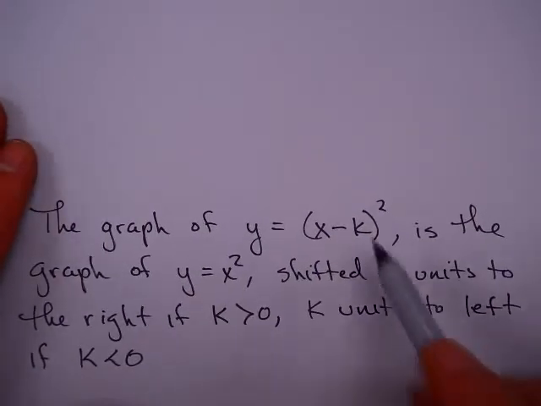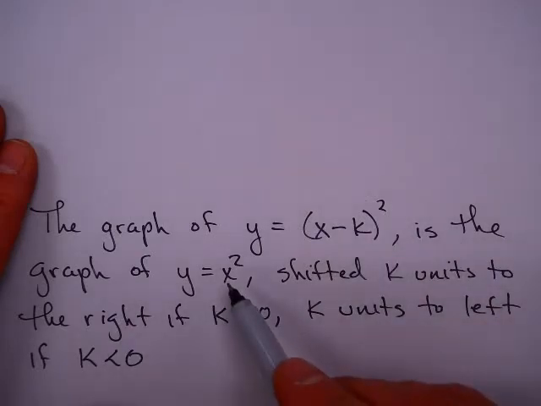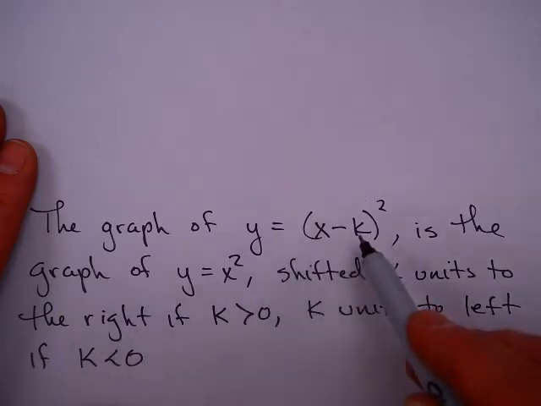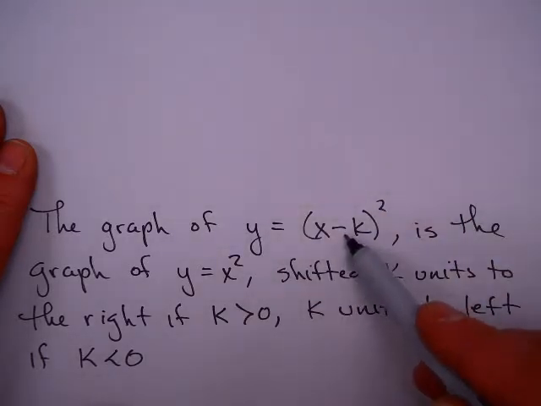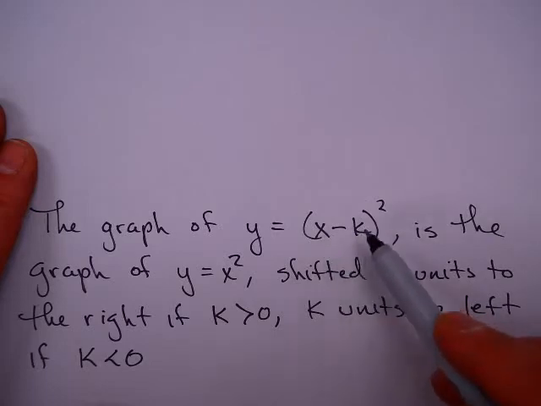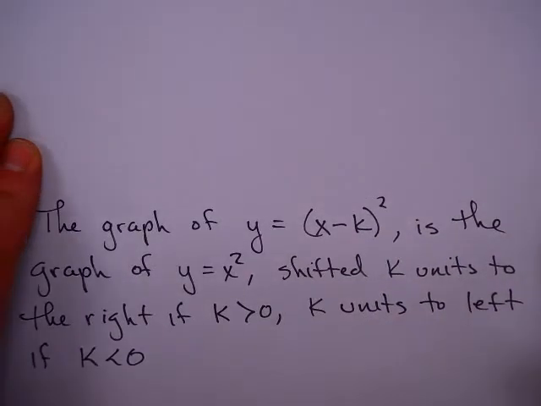So we can summarize this with the following statement. The graph of y equals x minus k quantity squared is the graph of y equals x squared shifted k units to the right if this number is positive, like it was in x minus 2, x minus 1, and x minus 4 quantity squared above. It's shifted k units to the left if k is negative. Now, if k is negative, you would get something like x minus negative 2, which ends up being x plus 2. So that's a shift to the left k units.